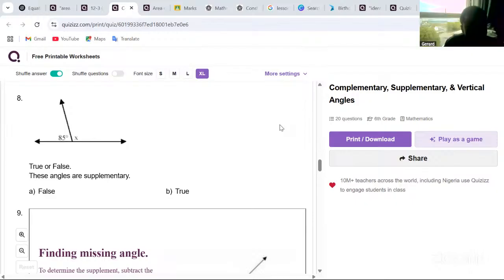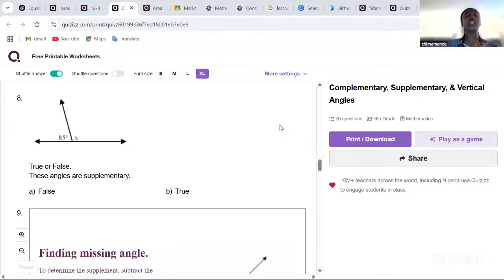False. Are they not supplementary? No, they're not supplementary. It's true now, they are supplementary. Well, you don't see that. Why do you say so? Because there's nothing adding up to 180 yet.